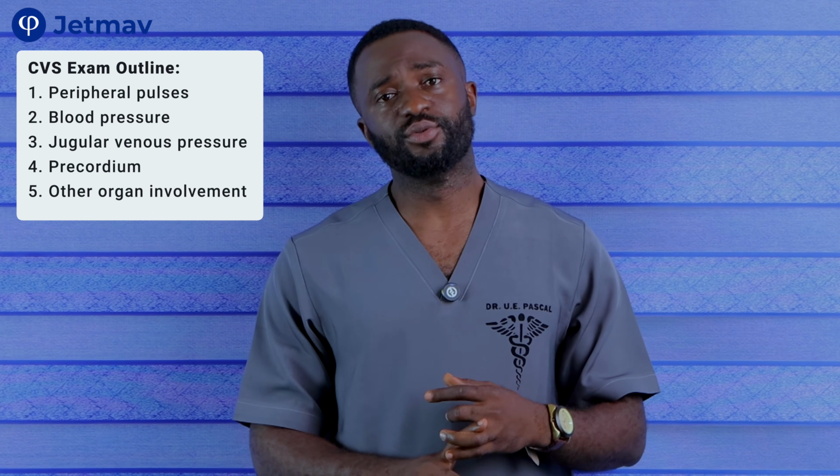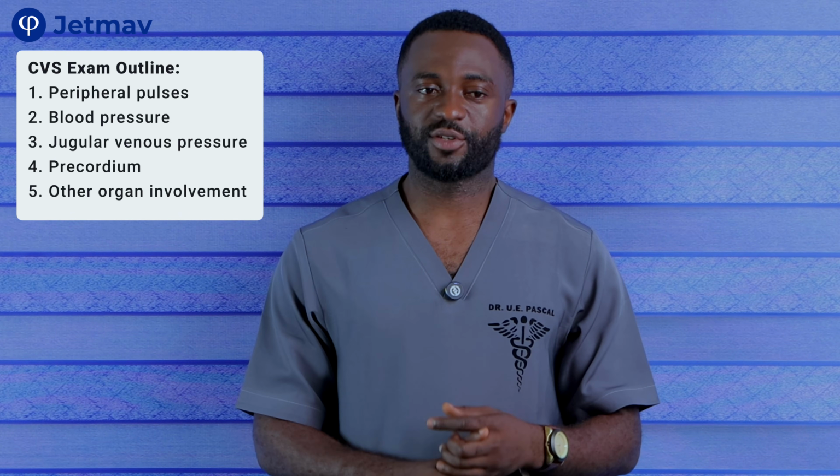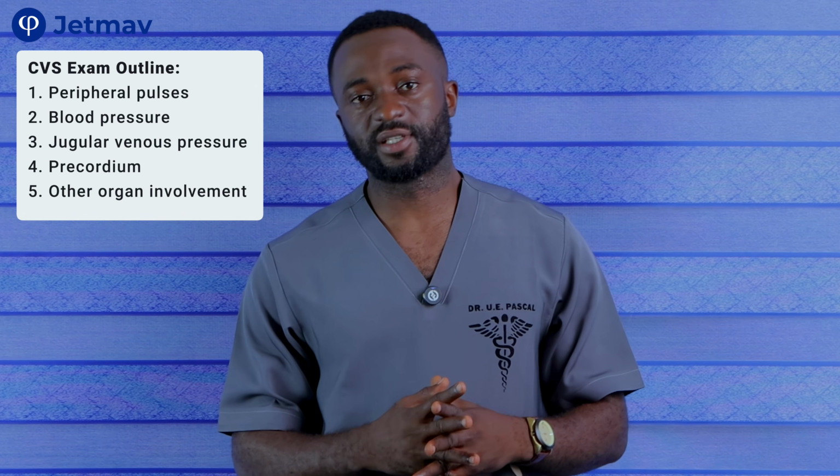Thank you. Welcome to the aspect of this video where I'll be taking you through the step-by-step cardiovascular system examination. And just like I mentioned in the theory aspect, we are going to be dividing this examination into 1, checking for peripheral pulses, then 2, checking for the blood pressure, 3, we'll check for the jugular venous pressure, then the 4th one is going to be where we'll examine the precordium, then lastly is where we'll check for extensions, other organ involvement in cardiovascular system examination.